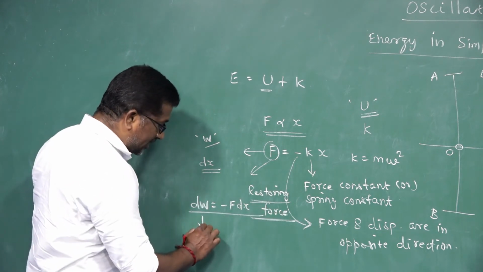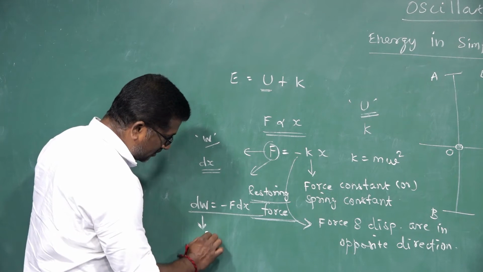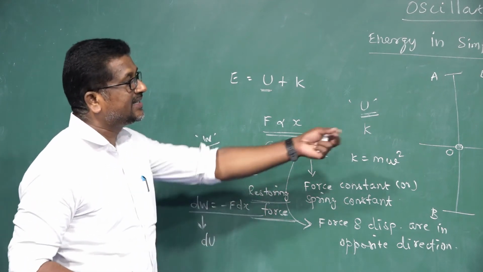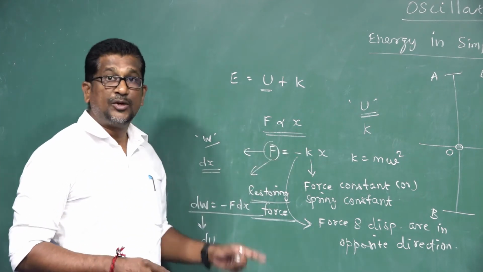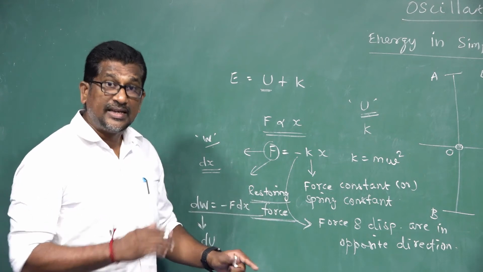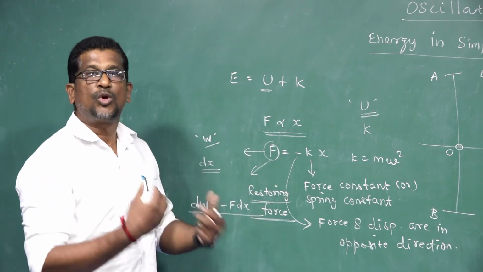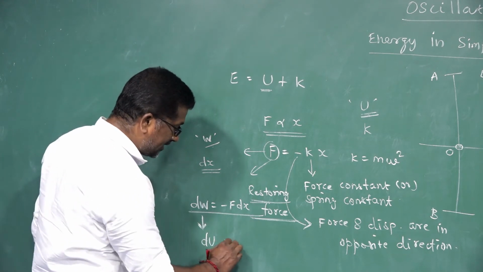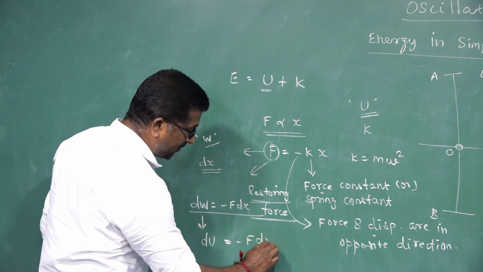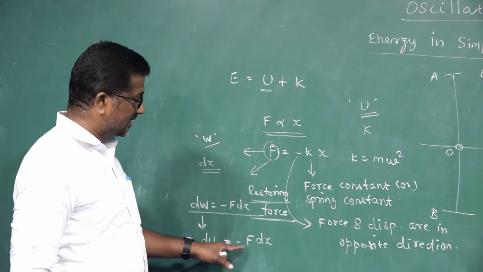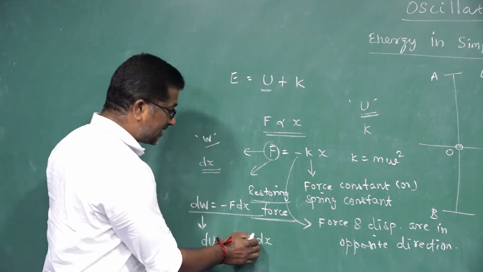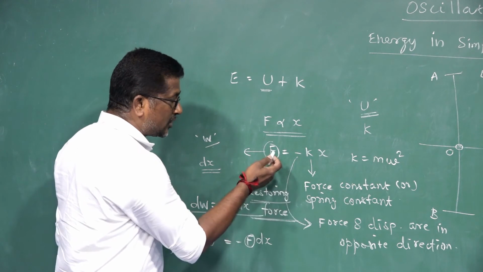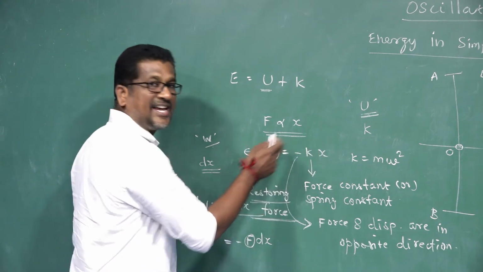And this work done is stored as potential energy in the particle. The work done by the restoring force is stored as potential energy in the particle. So potential energy du is equal to minus f into dx. Right? What is f? Restoring force. Restoring force is given by minus k into x.